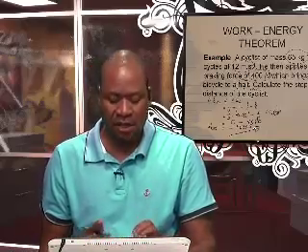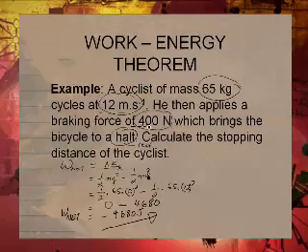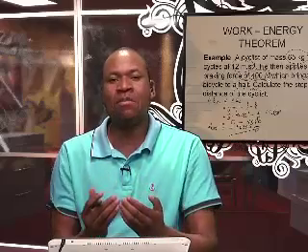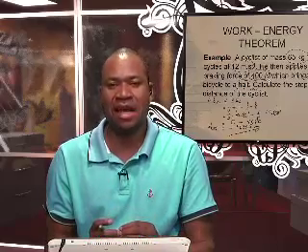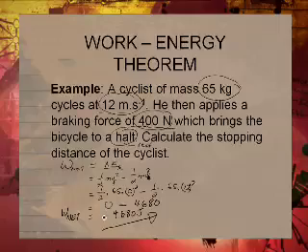Now you ask yourself, why are we getting a negative answer for work here? The reason is that the work done on the cyclist and his or her bike is a force that acts in the opposite direction of motion. So it's a force that is stopping that cyclist. And therefore the work done on it is a negative work, because it's work that brings the cyclist to a stop, to a halt.